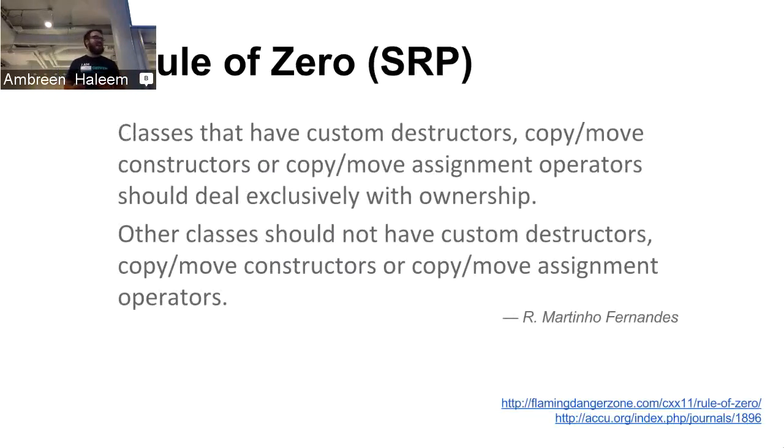So there's a refinement of the rule of zero, the single responsibility principle. If I'm writing a class that deals exclusively with ownership, such as unique_ptr, shared_ptr, even like vector, right? A vector sort of owns the things that are in it. That should have all five of these special member functions here, the destructor, the move constructor, the copy constructor, and the assignment operators. If I'm writing a class that doesn't deal specifically with ownership, if it has another responsibility, then it shouldn't have any of these.